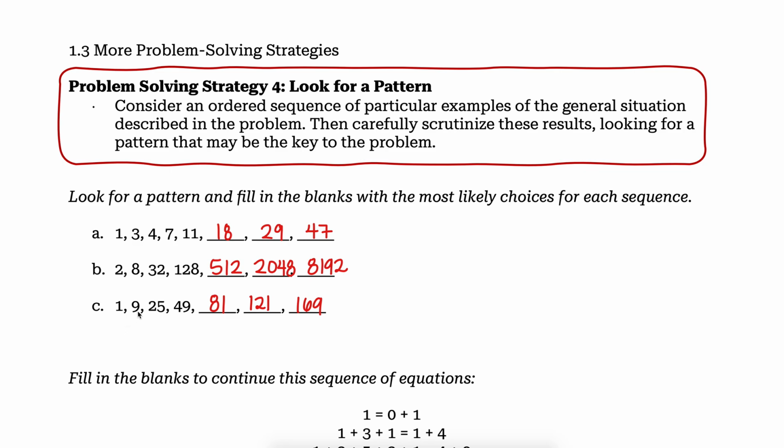1 plus 8 is 9. 9 plus 16 is 25. 25 plus 24 is 49. 49 plus 32 is 81, and so on. That's another way that you could go about this one. Like I said, most people probably aren't going to see that pattern though. But the odd perfect square is much easier to see.